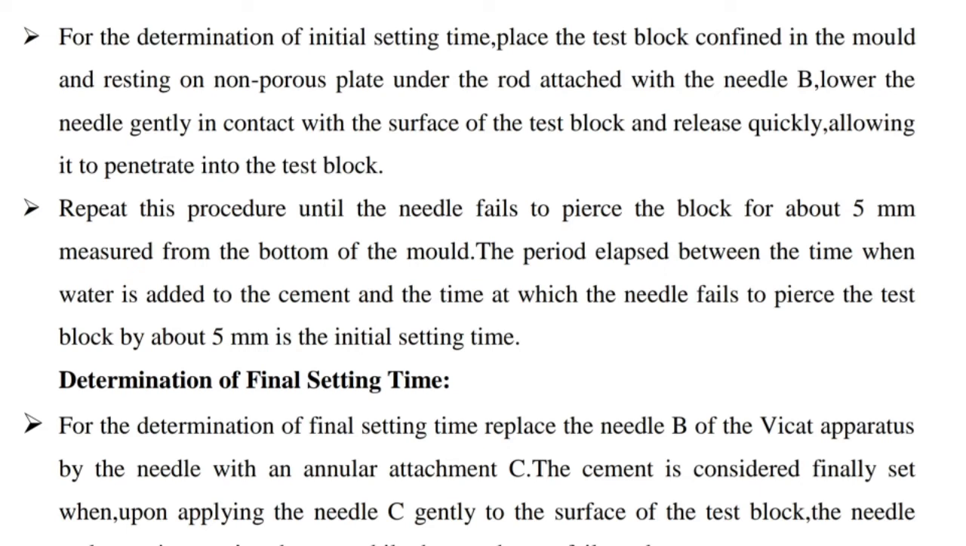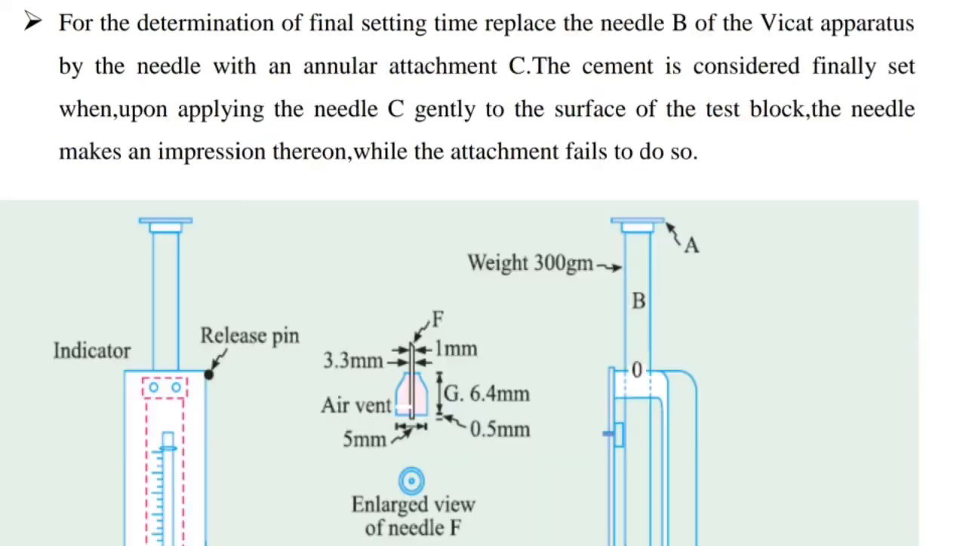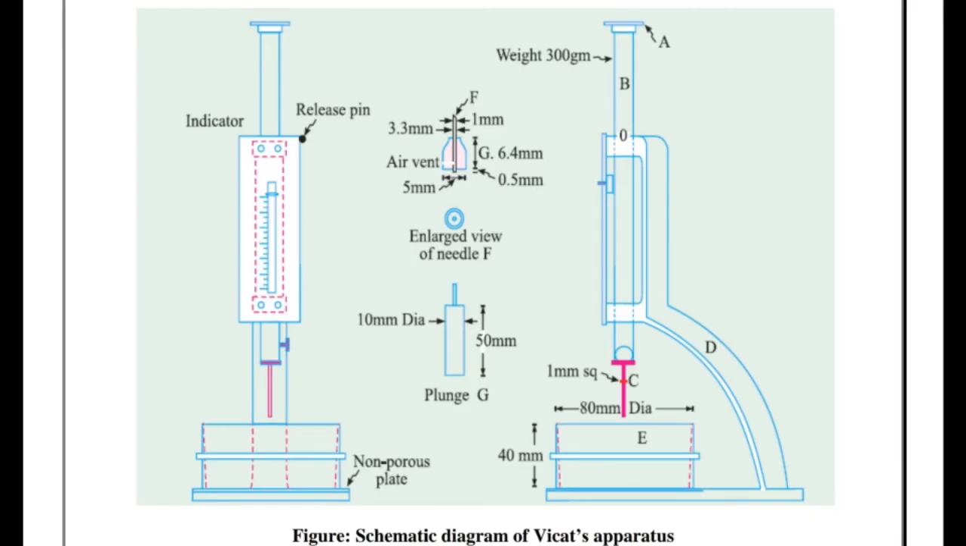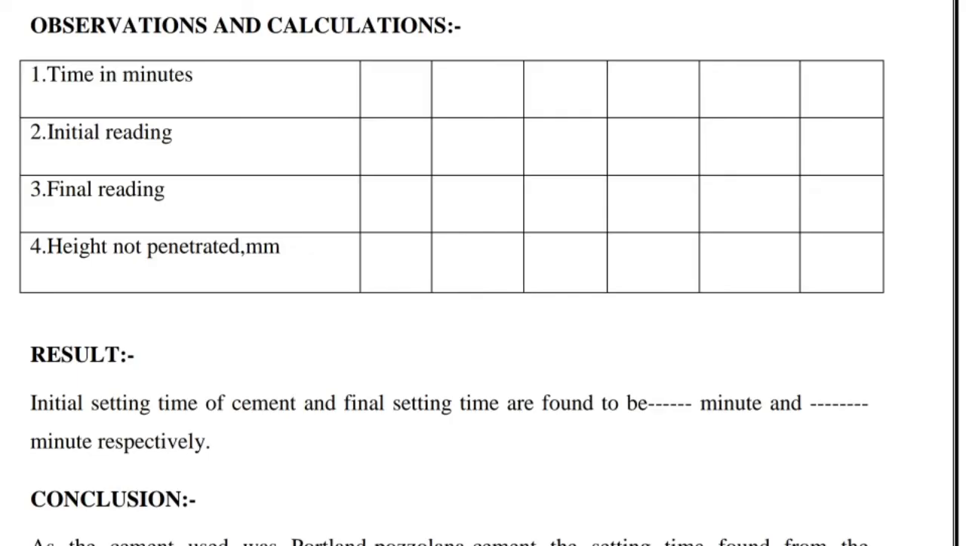For the determination of final setting time, replace the needle B of the Vicat apparatus by the needle with an annular attachment C. The cement is considered finally set when, upon applying the needle C gently to the surface of the test block, the needle makes an impression thereon while the attachment fails to do so. Figure shows you schematic diagram of Vicat's apparatus.